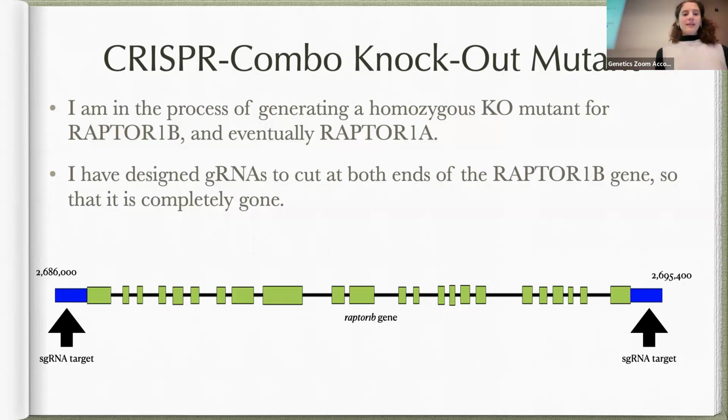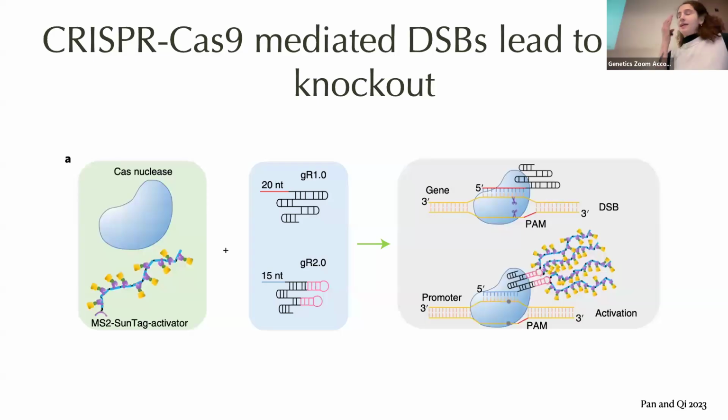So this was a pretty cool protocol. It came out in 2023, so it's only been 2 years, that uses this very special or innovative way of generating double-stranded breaks. You can also use it to overactivate, though, which is part of the interesting part about it. So you have your regular Cas nuclease, and you have these SUNTAG activators.